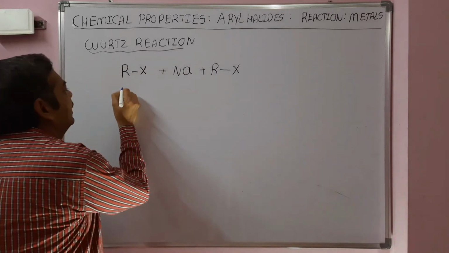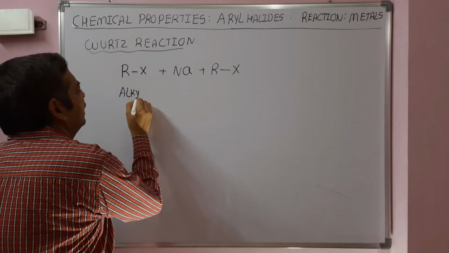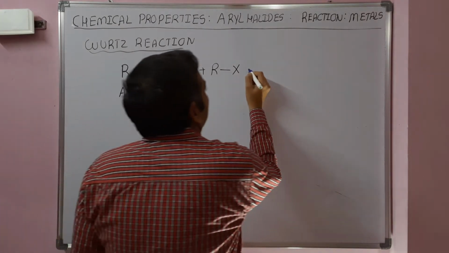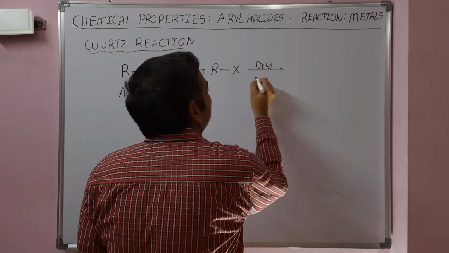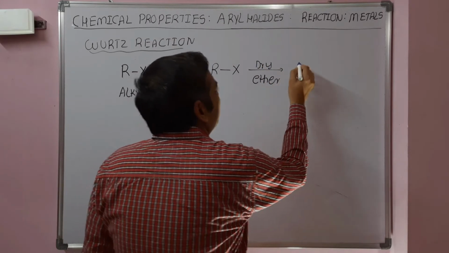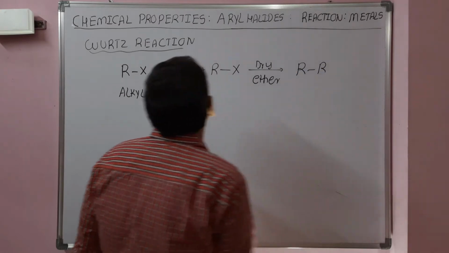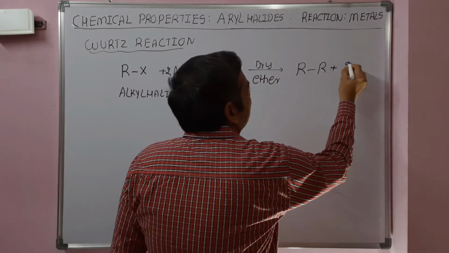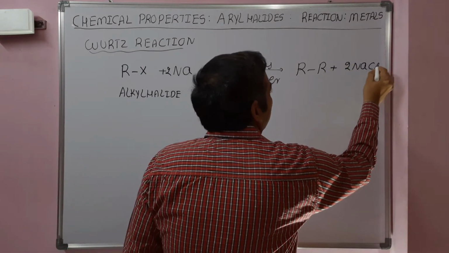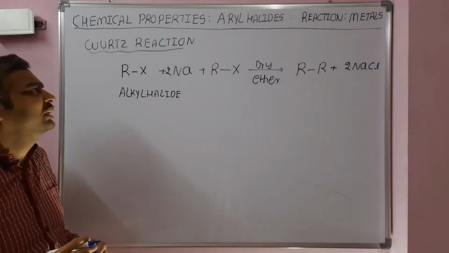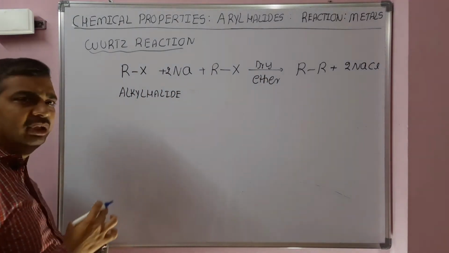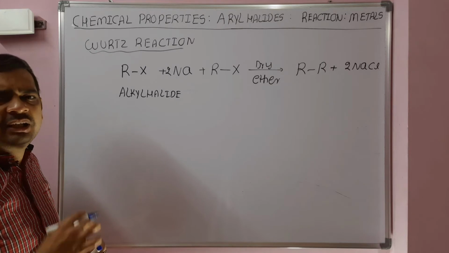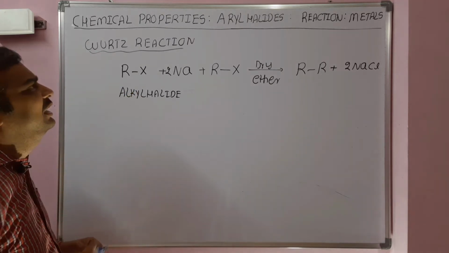So this is an alkyl halide. When an alkyl halide reacts with sodium in the presence of dry ether, we will get hydrocarbons. Two moles of sodium are required, and the side product is 2 moles of sodium chloride. To understand the Wurtz-Fittig and Fittig reactions, we should have some knowledge about the Wurtz reaction also. The Wurtz reaction is basically for alkyl halides, whereas the Wurtz-Fittig and Fittig reactions are for aryl halides.